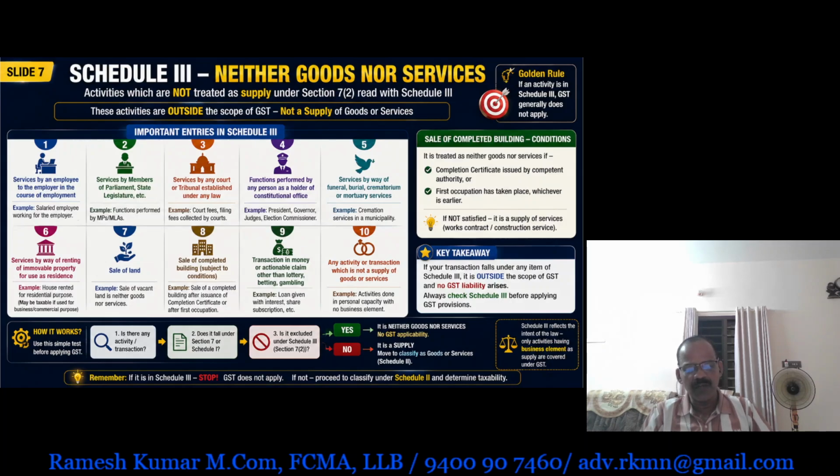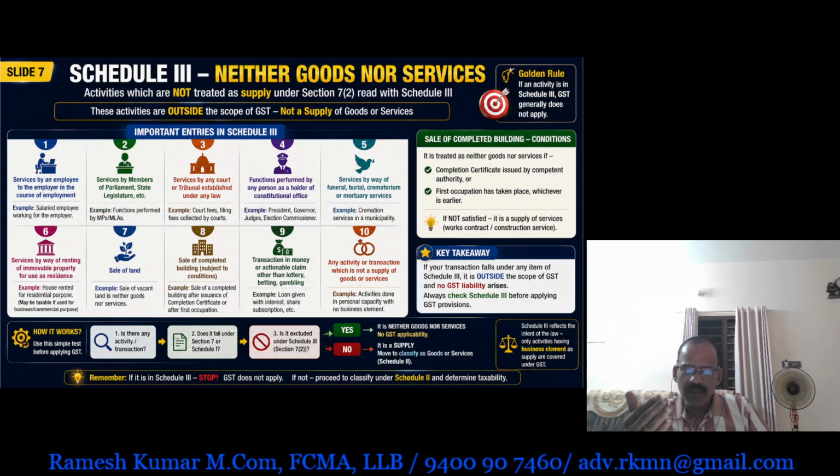Likewise, other entries include specified functions performed by constitutional office holders, services by courts and tribunals, funeral service, burial service, service of a crematorium, mortuary services, etc. The sale of land is also included here. That means sale of land doesn't attract GST. Another funny example. Look at the sale of building example, completed building.